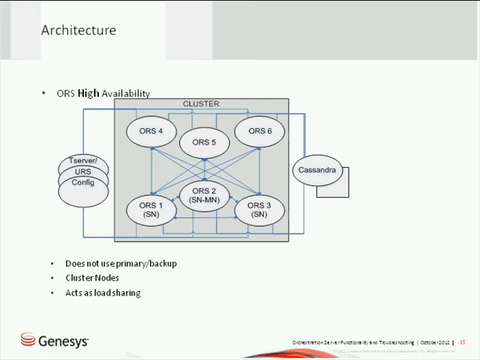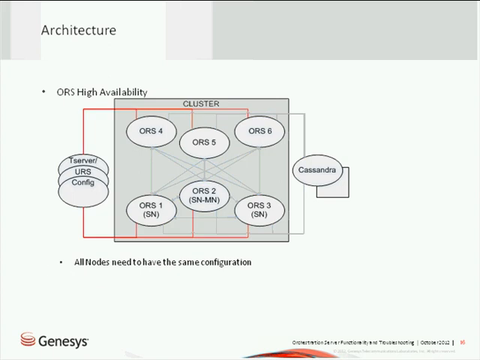So a few things to take into consideration when you're looking at the high availability of ORS. All your nodes are going to have the same configuration. So they're all going to connect to the same T-server. They're all going to connect to the same ORS. They're all going to have the same config info. They're all going to connect to the same persistent storage. So all your nodes have to have access to all the same storage.